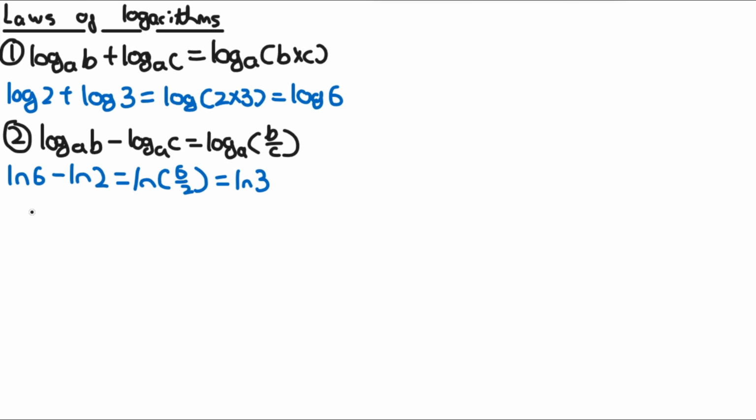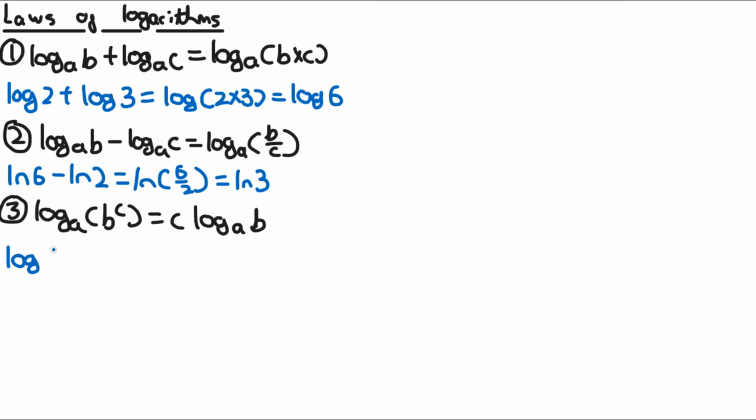The third law is that the log base A of B to the power of C is equal to C log base A of B, where C becomes the coefficient of the log. So for example, if we had the log of 4 to the power of 2, this would be 2 log 4, where the 2 comes down and becomes the coefficient of the log.